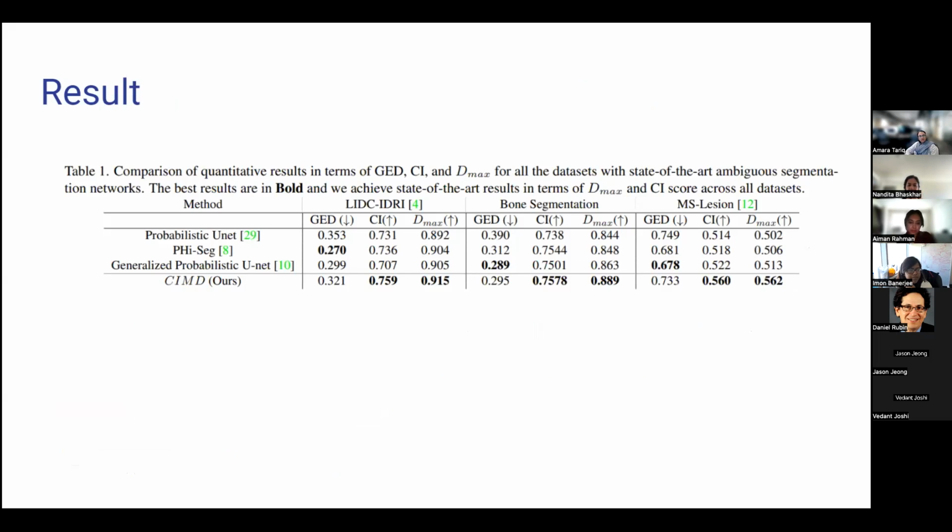Result-wise, we see improvement in terms of CI score and dice matching when we use the diffusion-based model. In the case of GED, it's on par with the other models. The diffusion-based model performs well on dice max for all the other data sets, so for LIDC, and then ultrasound and MRIs.